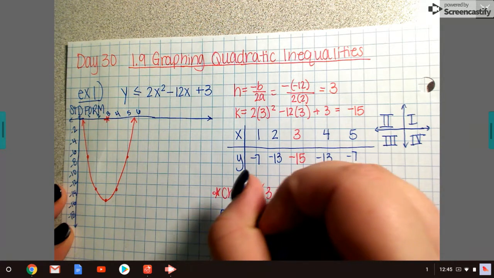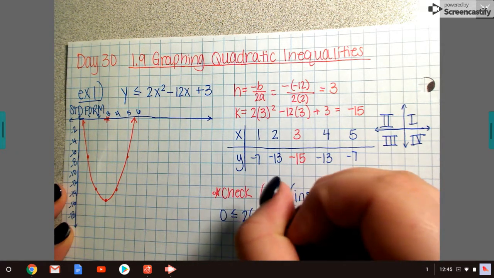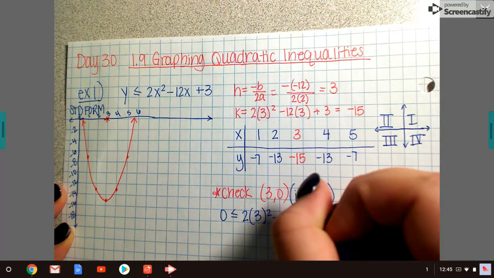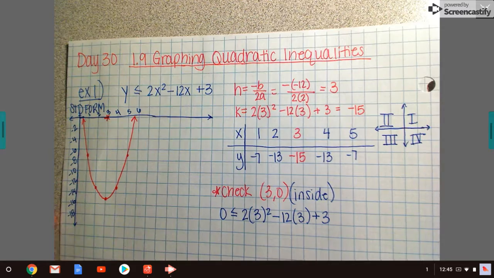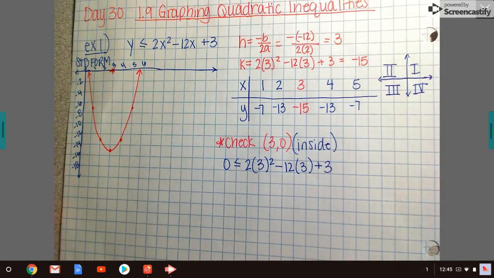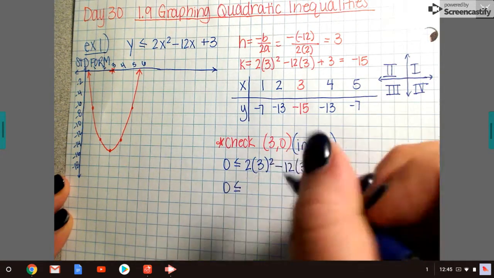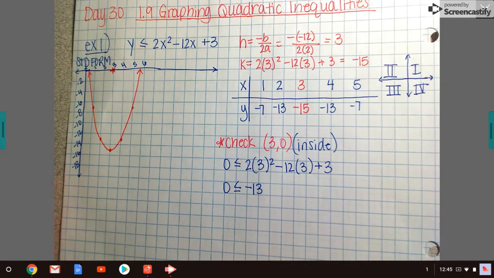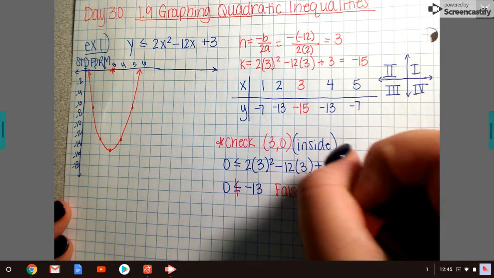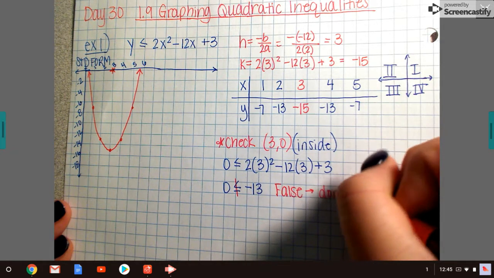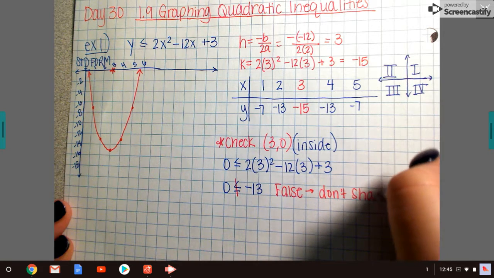So I'd have 0 is less than or equal to 2 times the quantity 3 squared minus 12 times 3 plus 3. Some arithmetic here will give me 0 is less than or equal to negative 13. But the thing is, this is a false statement. So because it is a false statement, we do not want to shade in the inside.